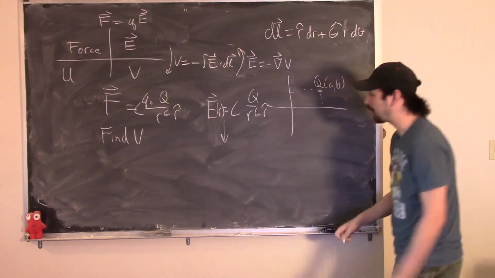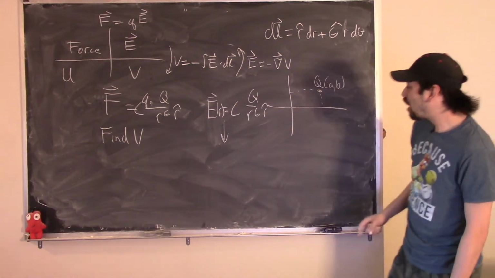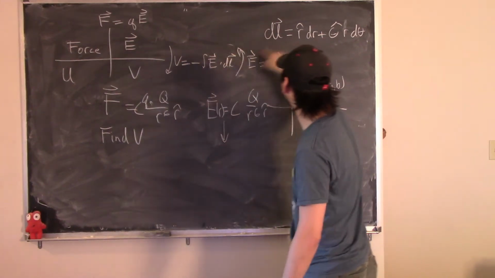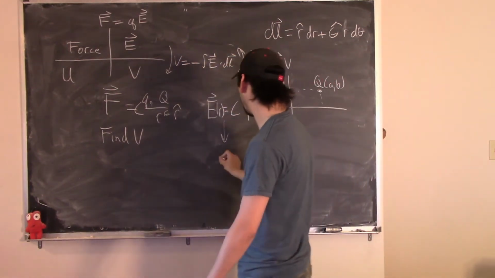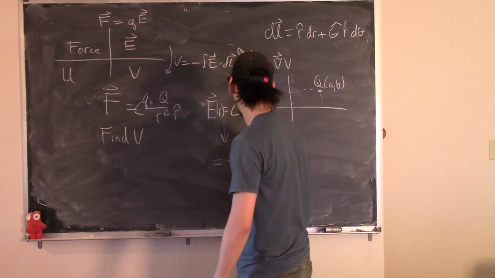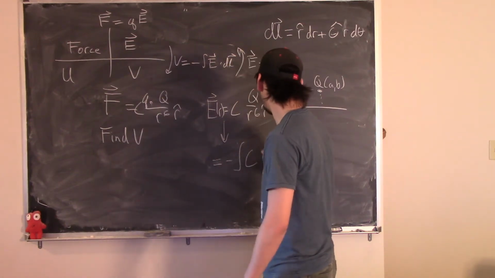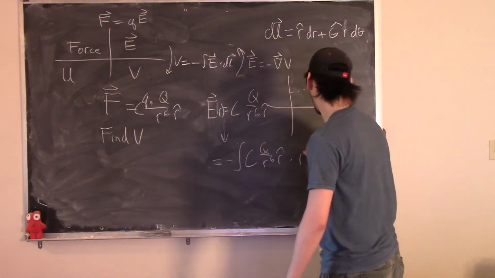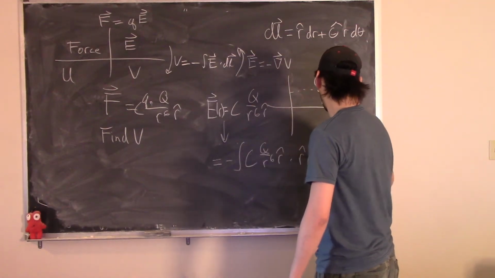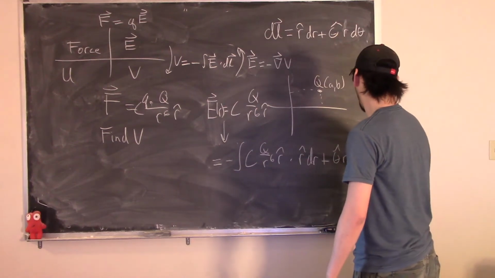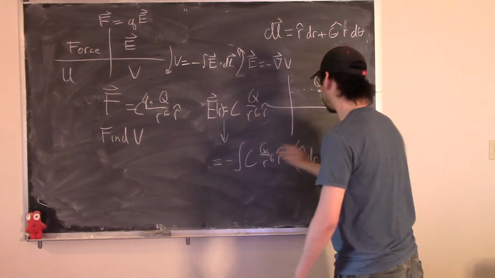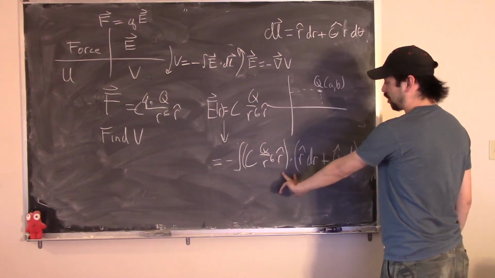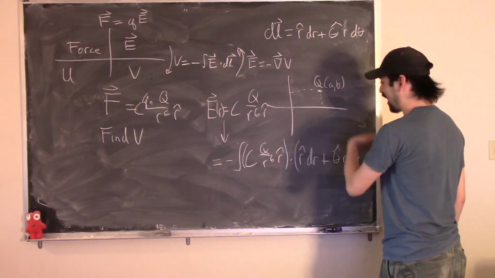So now when we take this electric field, take the dot product between this dl and then integrate, we're going to have an equation that looks like this. So this is going to be negative integral C Q divided by r to the 6th r hat dot r hat dr plus theta hat r d theta. When we take this dot product, we see that r hat dot r hat is 1. r hat dot theta hat is 0.